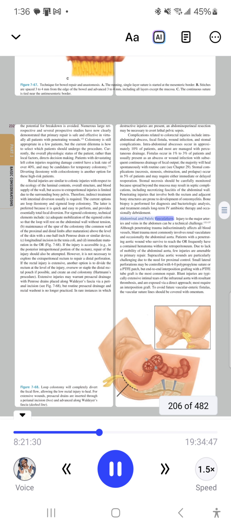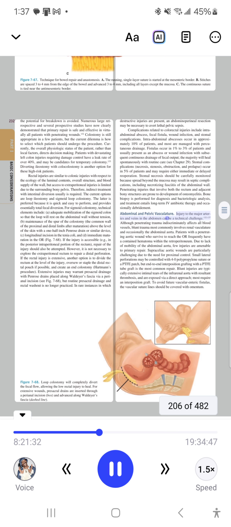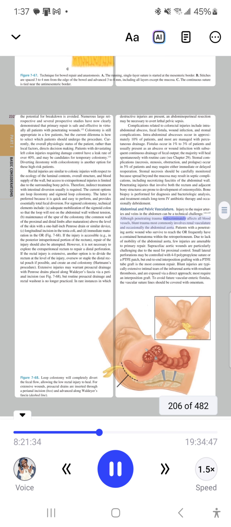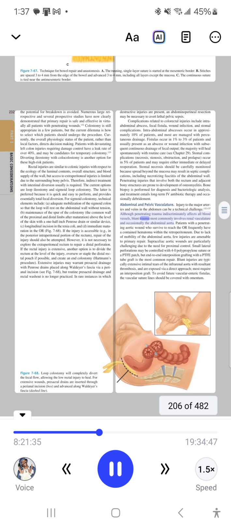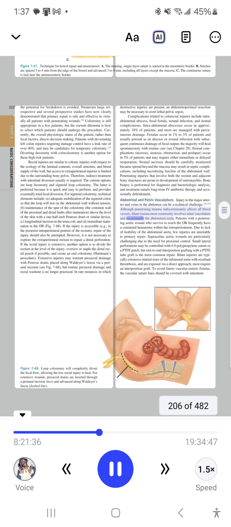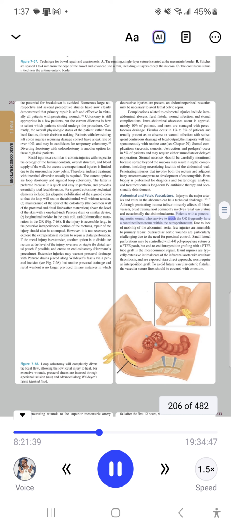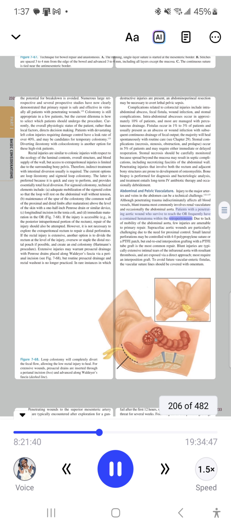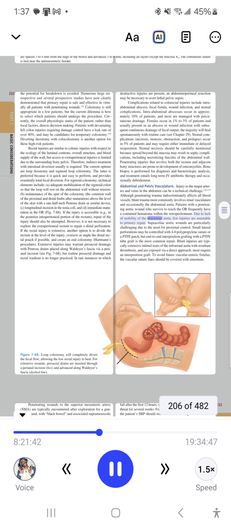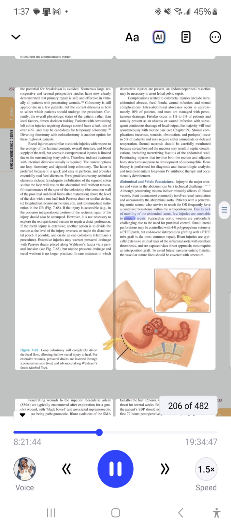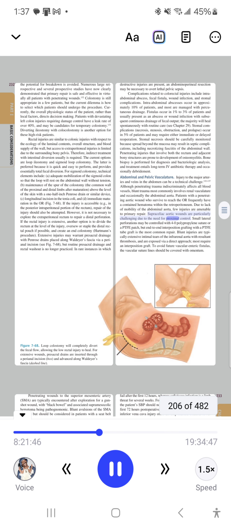Abdominal and pelvic vasculature. Injury to the major arteries and veins in the abdomen can be a technical challenge. Although penetrating trauma indiscriminately affects all blood vessels, blunt trauma most commonly involves renal vasculature and occasionally the abdominal aorta. Patients with a penetrating aortic wound who survive to reach the OR frequently have a contained hematoma within the retroperitoneum. Due to lack of mobility of the abdominal aorta, few injuries are amenable to primary repair. Supraceliac aortic wounds are particularly challenging due to the need for proximal control.